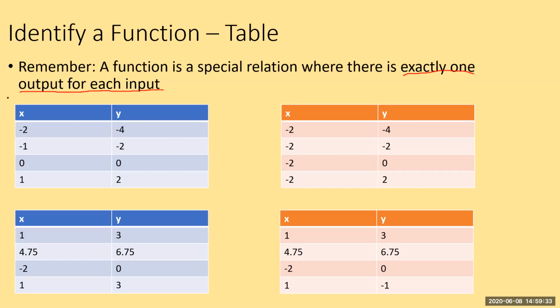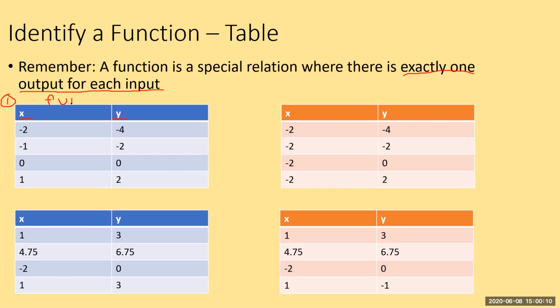So let's look at the first table. We've got our input here and our output. Now this first table, take a look at each pair of numbers and make a prediction, tell whether you think this is a function or is not a function. Okay, so this first table here is a function.